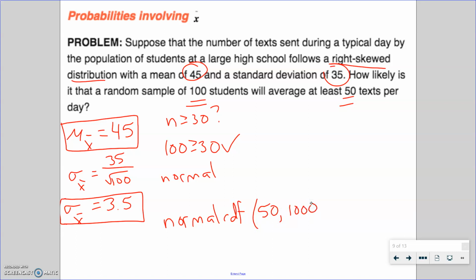If you're using an 89 or a nicer TI, it might ask for infinity, comma, the mean is 45, comma, the standard deviation is 3.5. I'm going to type this in my calculator off to the side.